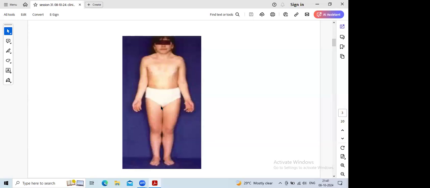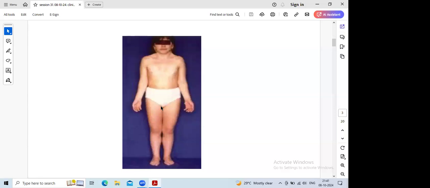Okay. After that, I will check for thrill in the 4 areas. Is there any thrill in the 4 areas? No thrill. Mitral, no thrill. Okay. After that, I will check for the left parasternal heave. Is there any left parasternal heave? No heave. No parasternal heave.